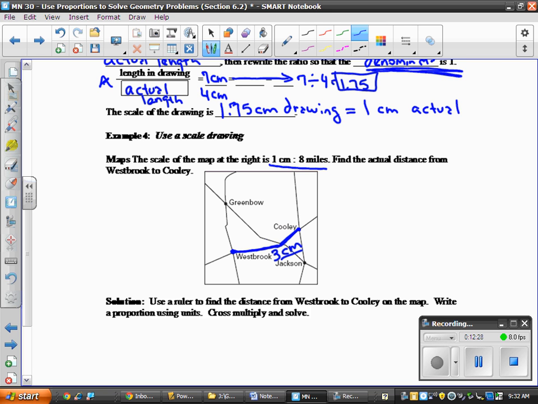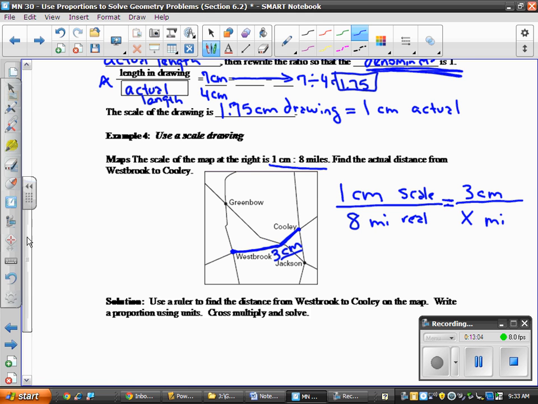So what I can do over here is I can say, hey, for 1 centimeter for the scale over 8 miles, this is real, right? Then in the scale drawing or the picture, we found that it was 3 centimeters, and we want to know how many miles. And so this again is just a ratio, or a proportion, excuse me. So it's 1 centimeter to 8 miles is equal to 3 centimeters to X miles. We don't know X. So we're going to cross multiply.